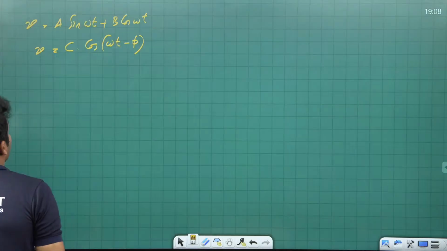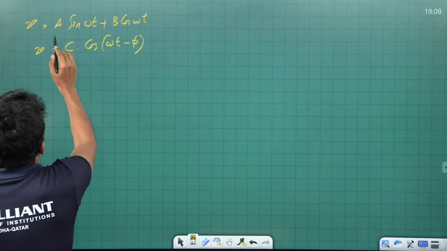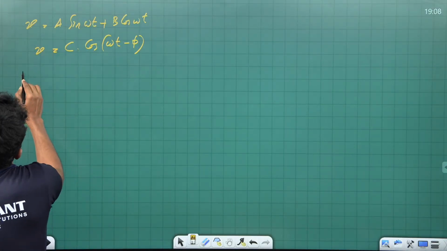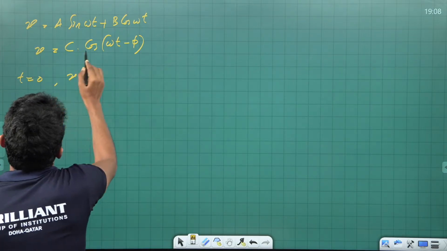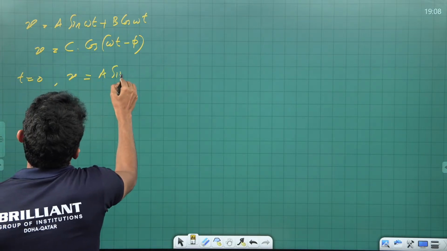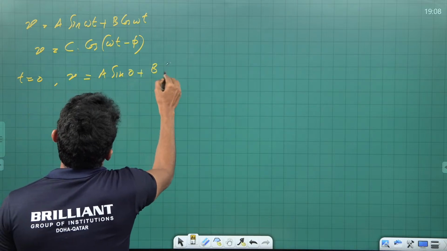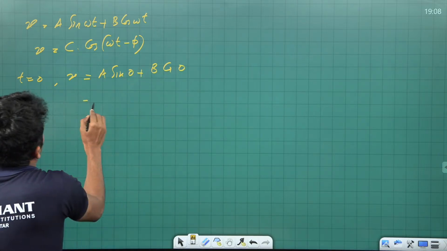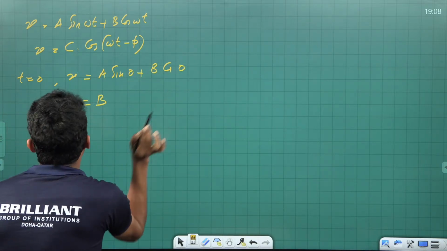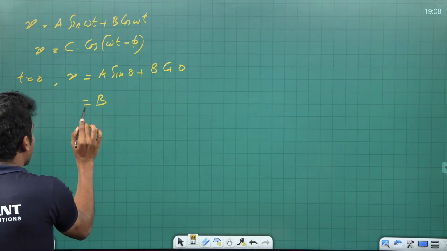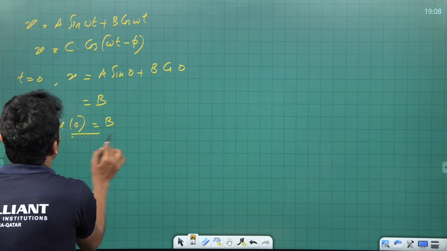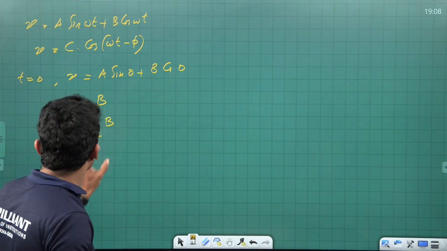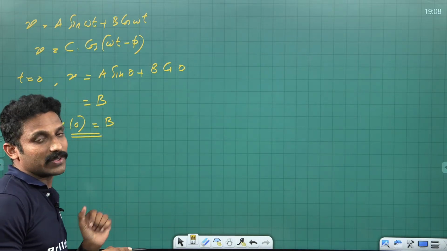Now listen. At time t = 0, we have x = a sin 0 + b cos 0, that is b into 1, that is b, and this is given as x(0). So the value of b is actually x(0).